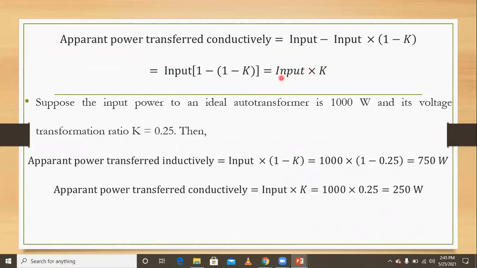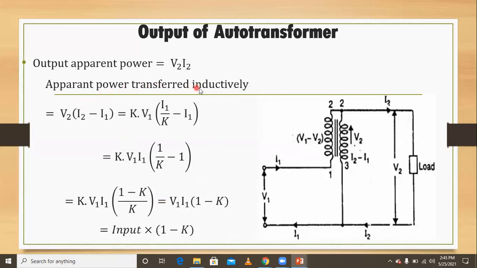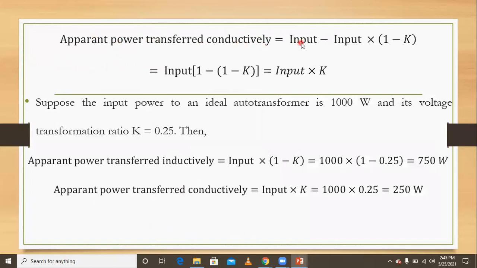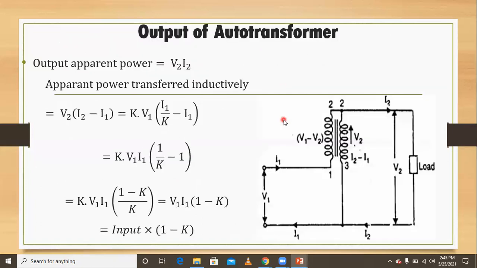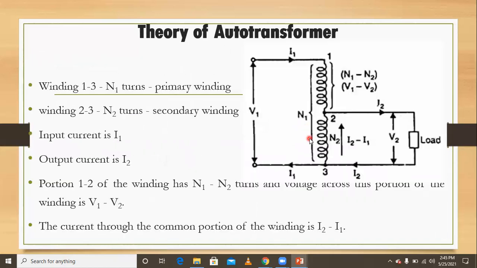Understood? So here are two concepts. Apparent power transfer inductively is nothing but input into 1 minus K. Apparent power transfer conductively is nothing but input into K. Here this power is transferred magnetically or inductively. Here power is transferred electrically, that is called conductivity. Based on conductivity, this power is transferred here. Based on the inductive or magnetic mechanism, the power is transferred magnetically or inductively.